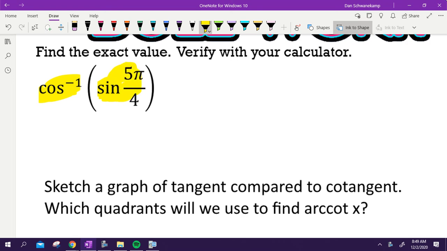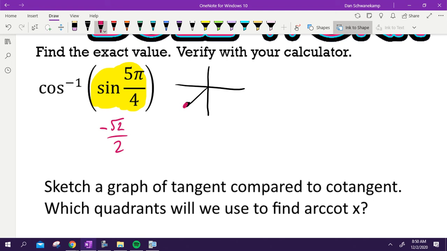So sine of 5 pi over 4. That's just doing that. What is the sine of 5 pi over 4? So we're thinking on our unit circle. Sine of 5 pi over 4, it's down there. If I'm doing sine of 5 pi over 4, Jack, what's that going to get me? Yes, sir. That is negative root 2 over 2. That's just the y value at that ordered pair right there.